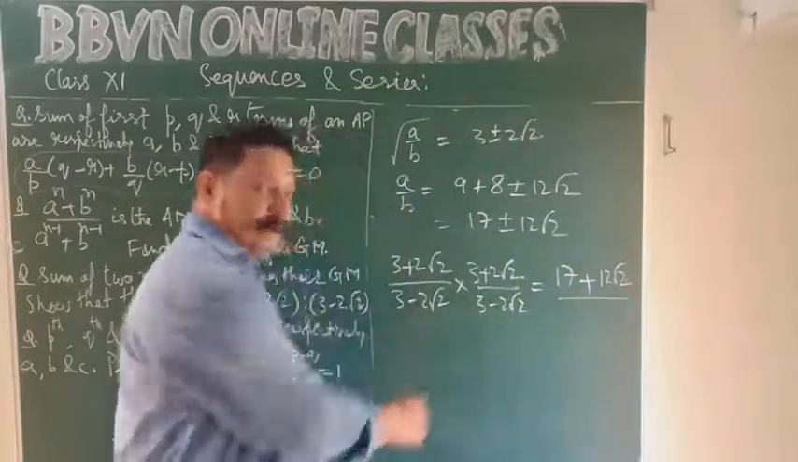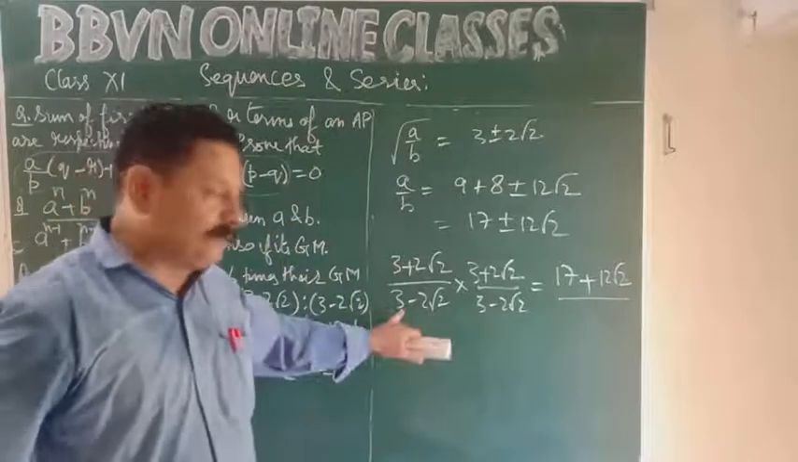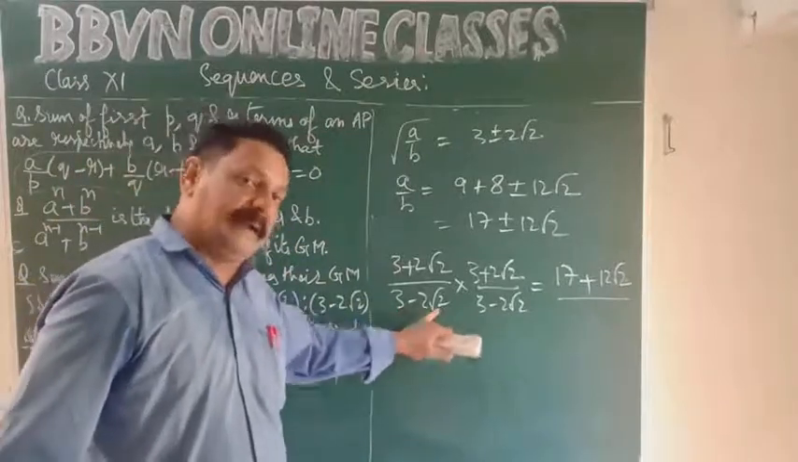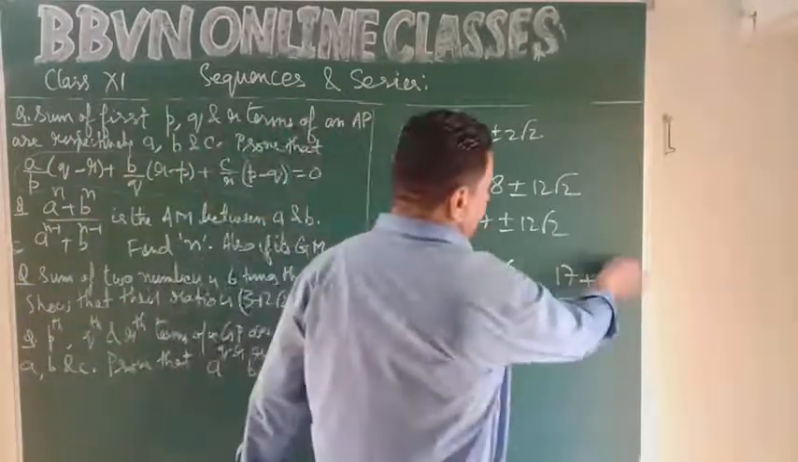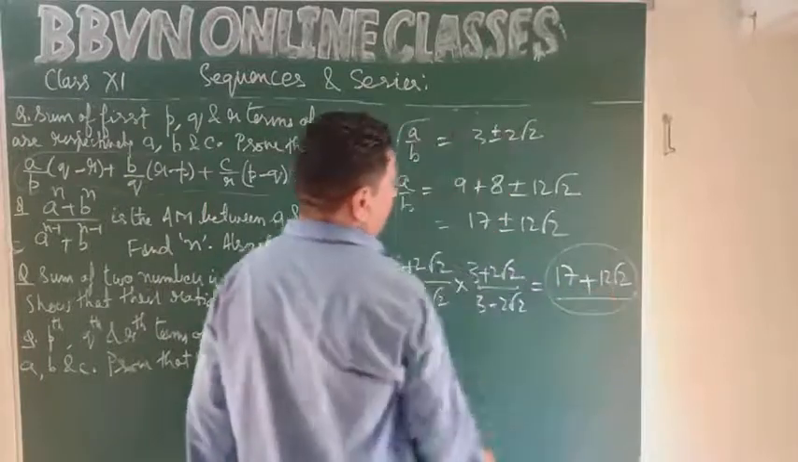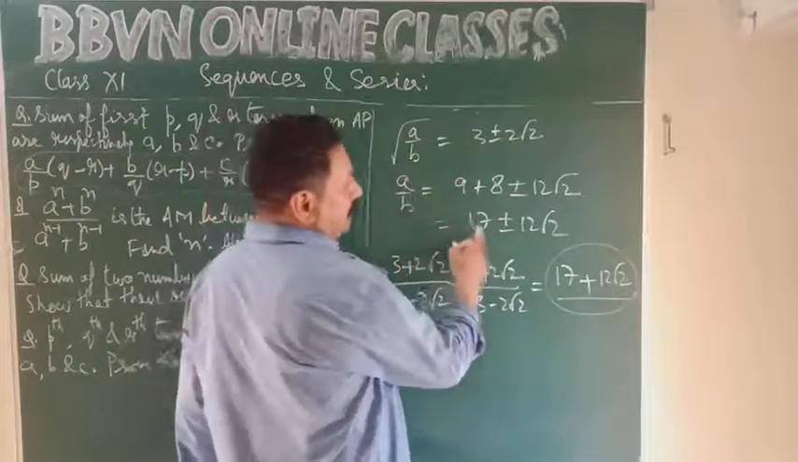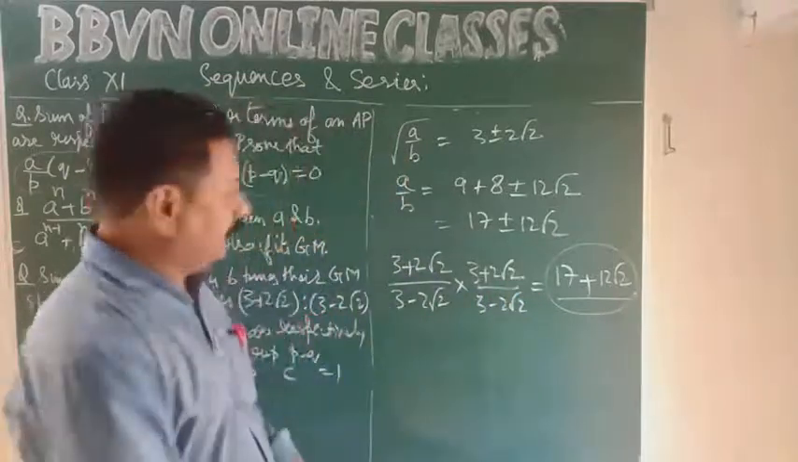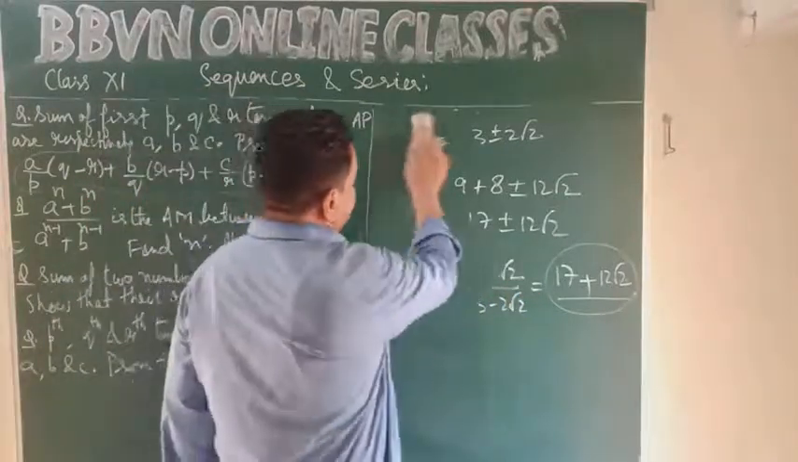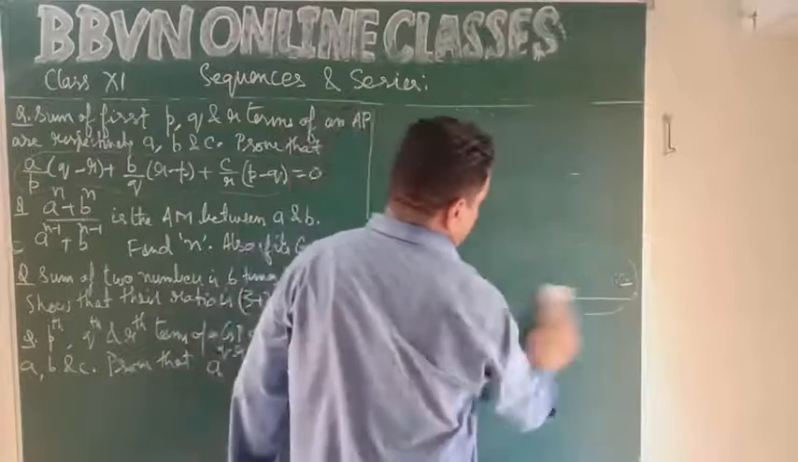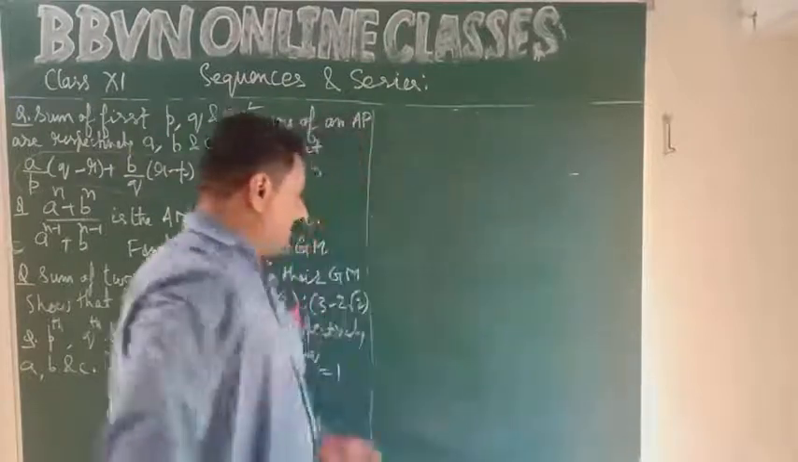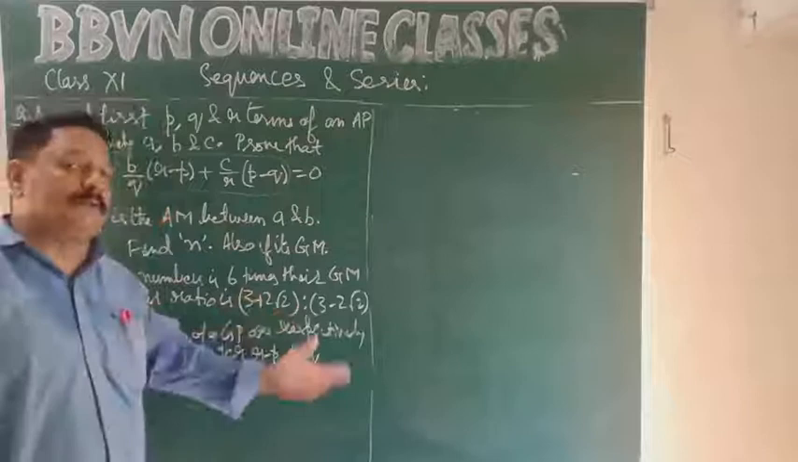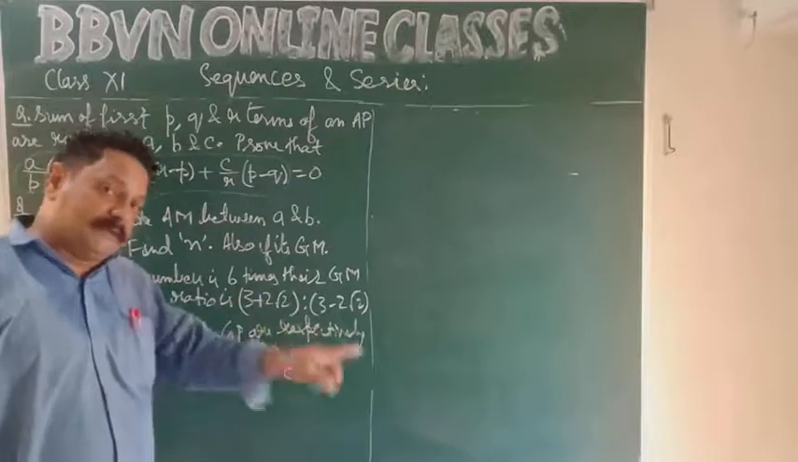Upon denominator a square minus b square. a square is 9, b square is 8. 9 minus 8, 1. What do we get? The ratio is 17 plus 12 root 2. What did we get? a upon b is 17 plus or minus 12 root 2. That is the ratio between the two numbers. See children, in this question it has been asked to prove the ratio. In MCQ you will be asked what is the ratio.